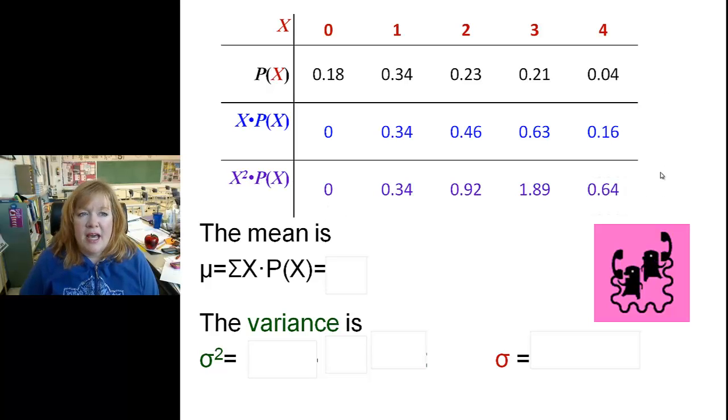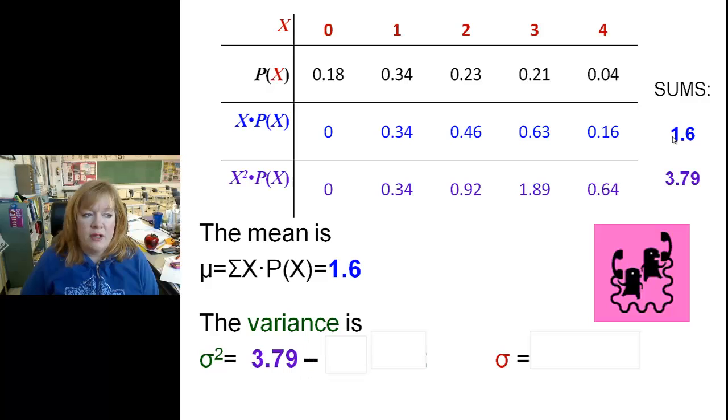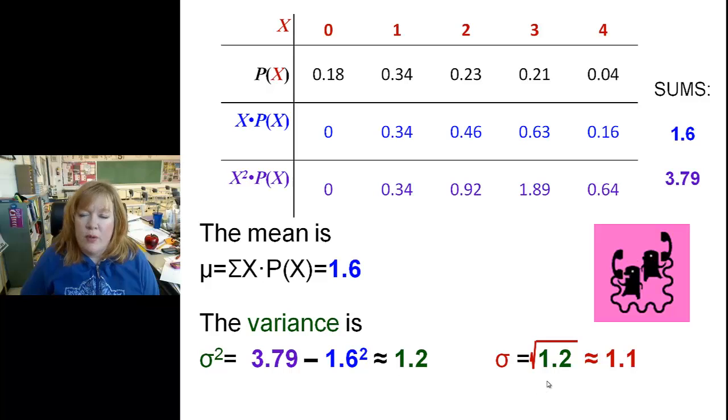So you've got all these guys, and then I like to just sum them up so that I have it organized. This guy sums up to 1.6. This guy sums up to 3.79. The mean is this guy right there. So the mean is 1.6. The variance takes the sum of x squared times P of x, minus the mean squared. So 3.79 minus 1.6 squared, bada boom, bada bing, you got it, 1.2. So the variance is 1.2, and the standard deviation is the square root of 1.2, or approximately 1.1.